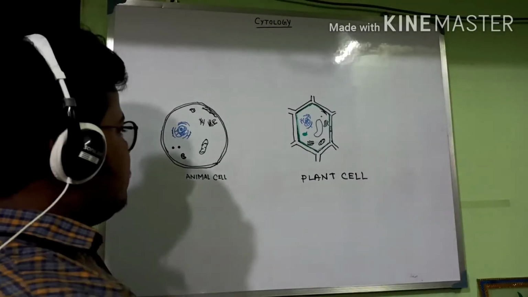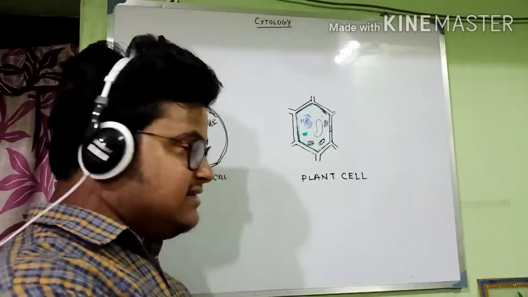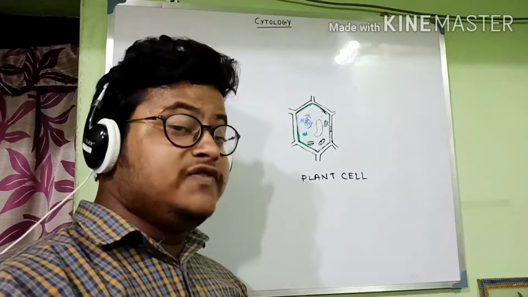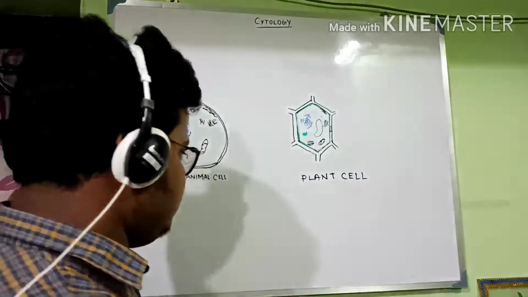So plant cell and animal cell. To study the plant cell and animal cell, we have to know the components of the cell. Okay. So what are the components of the cell?